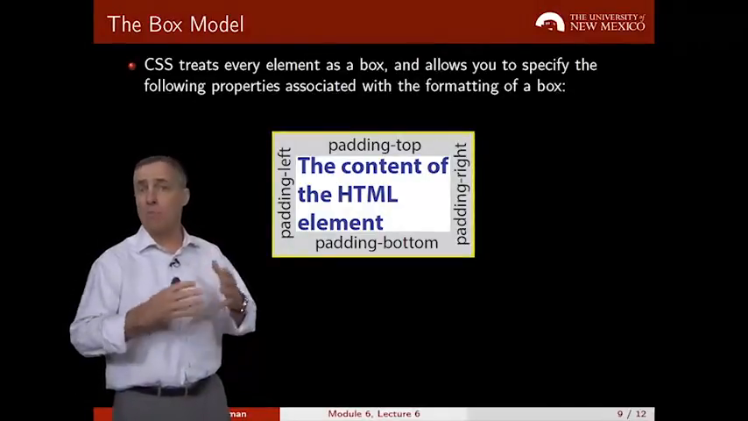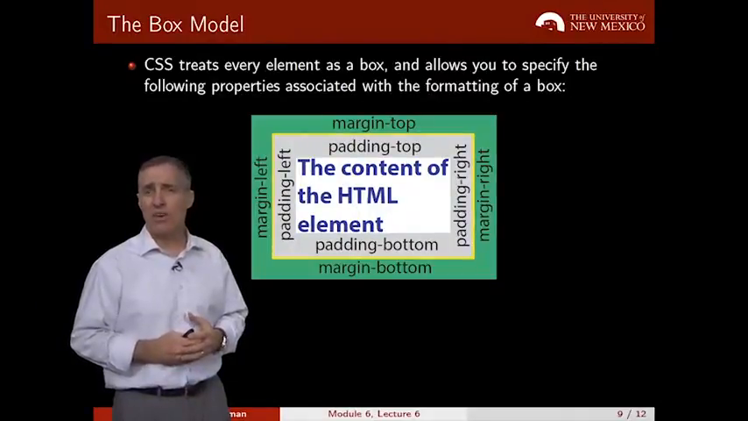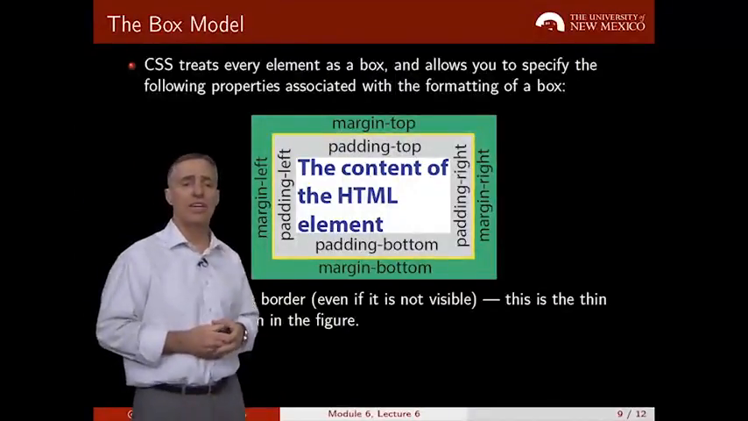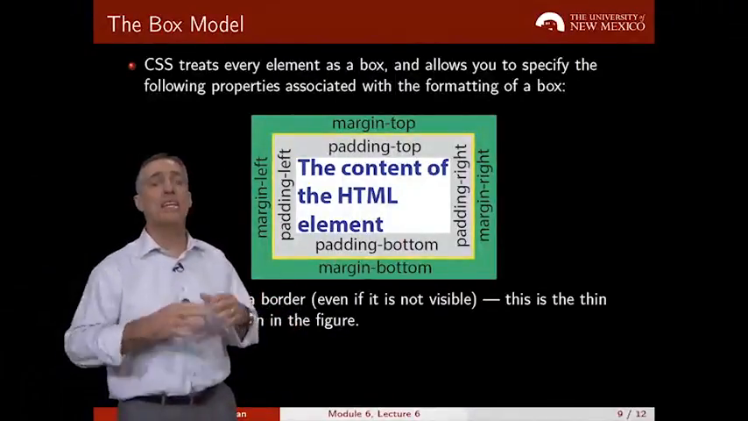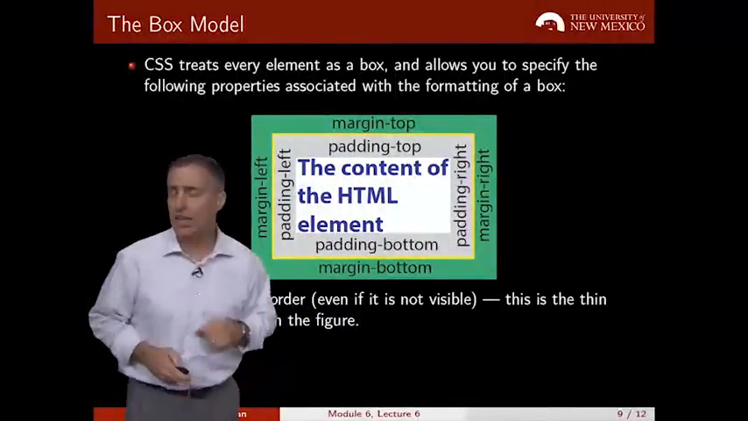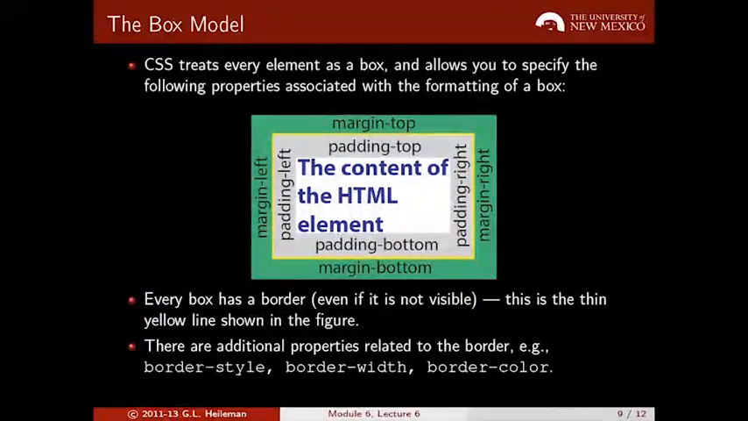You can also place a border around the element, and that's what I've shown in yellow here. And then you can specify a margin as well. Again, margin top, bottom, left, and right can be specified as part of a CSS rule. Now, every box has a border, even if it's not visible. In this case, I'm showing it as that thin yellow line here. There are additional properties associated with the border.